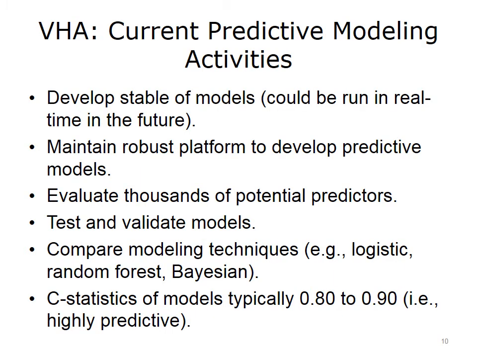Current predictive modeling activities at the VHA include the development of a stable of models that could be run in real time in the future, the development of robust platforms to develop predictive models, the evaluation of thousands of potential predictors, model testing and validation, comparisons of modeling techniques such as logistic, random forest, and Bayesian models, and finally, developing models that typically have high predictive powers, with usually C statistics of 0.80 to 0.90.